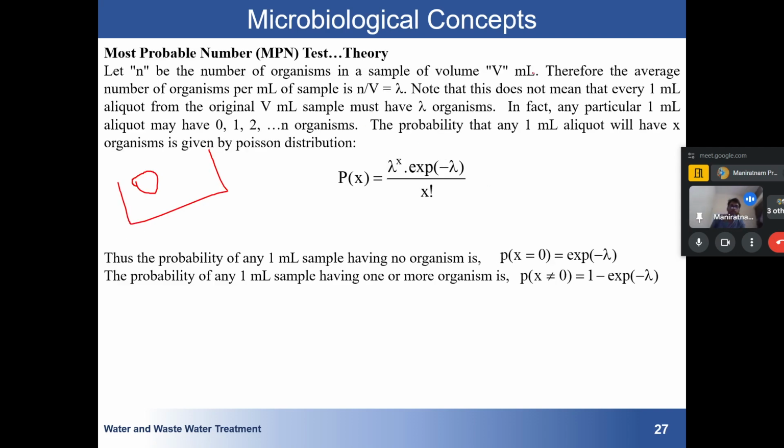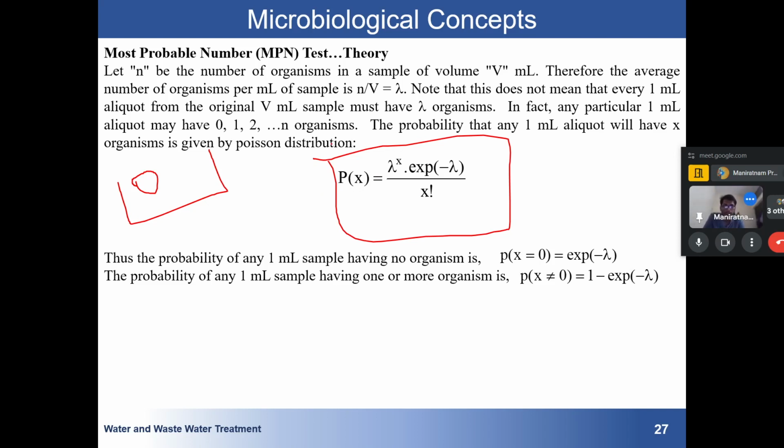Then the probability that the 1 ml of the aliquot that we have taken will contain x number of organisms is given by P(x) = lambda to the power x, e to the power minus lambda, divided by factorial of x. Okay, so I hope this formula is clear to you.